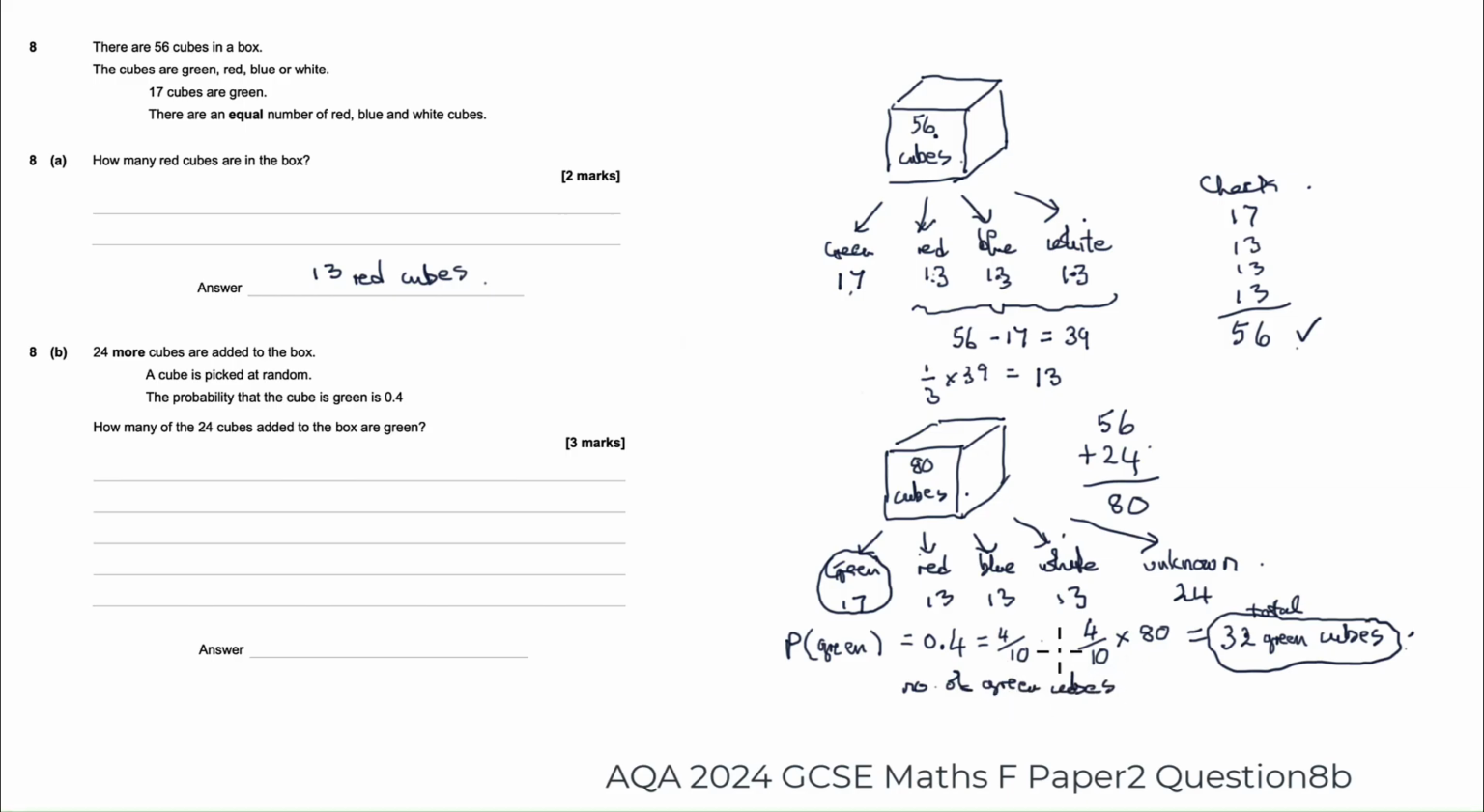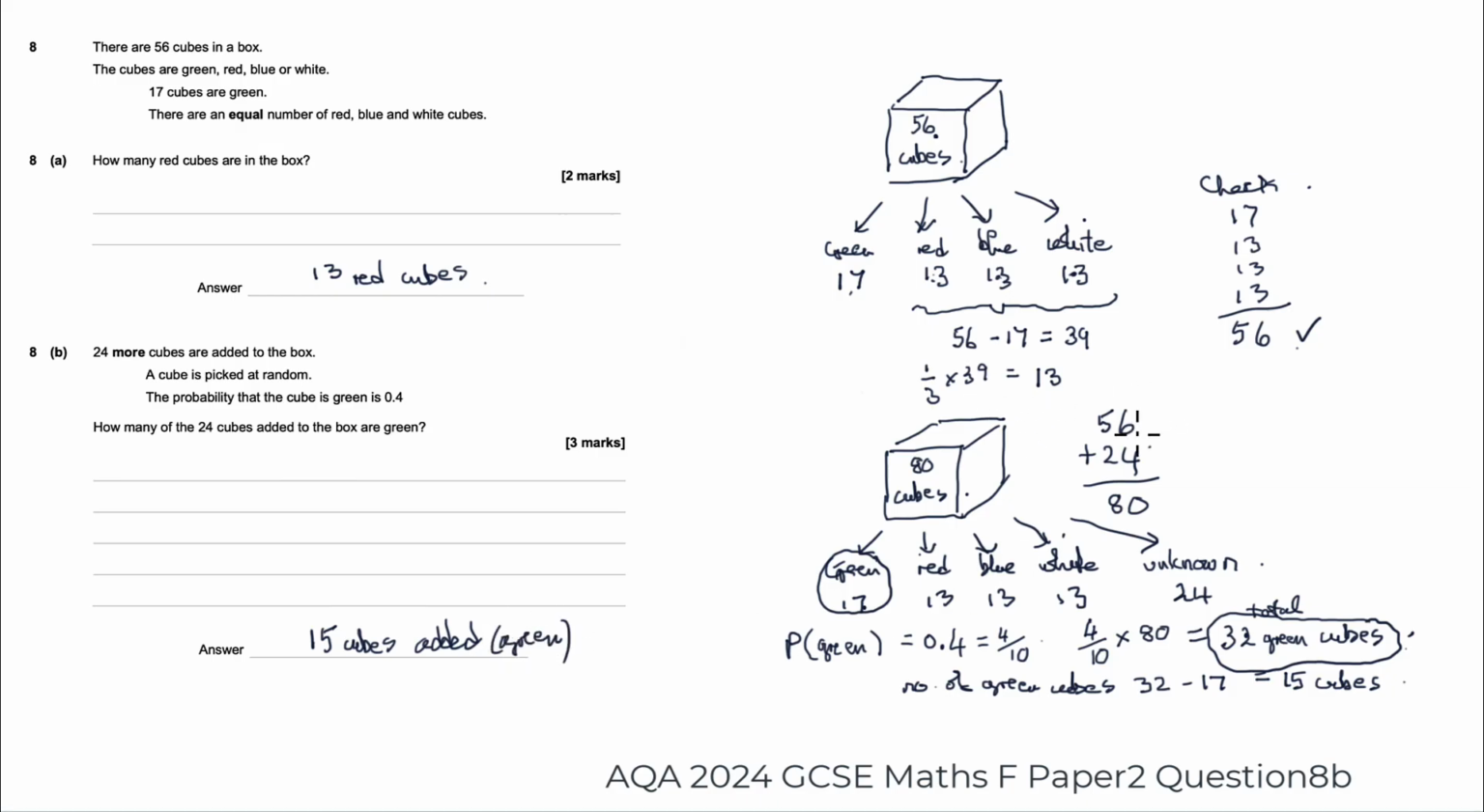How would we do that? We had 17. We've now got 32. Well, we'd take 17 away from 32. And that would give us 15. 15 added on to 17 gives us the 32 total that we now know are in there that are green. So the answer to that was 15 cubes have now been added. Green ones, that is.